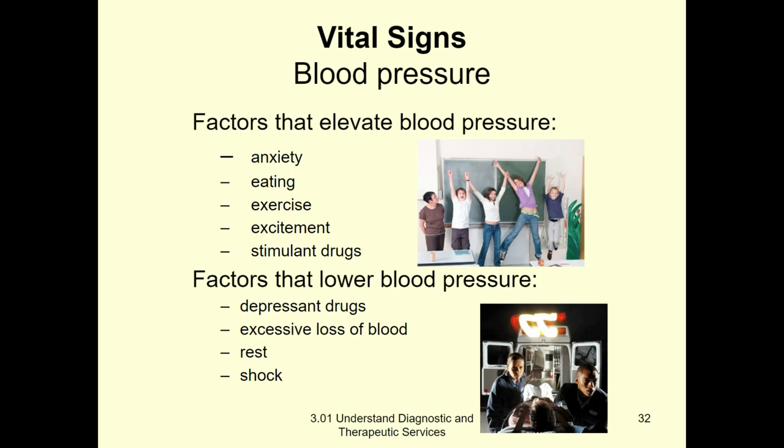Also bleeding out. So excessive loss of blood. If you bleed out, there's not enough blood in your arteries to really be putting pressure on the walls. And that's one of the types of shock. It's called hypovolemic shock. Hypo meaning too low, and volemic meaning volume. So too low volume of blood, and you go into shock. When you rest or when you go to sleep, it lowers like everything else.